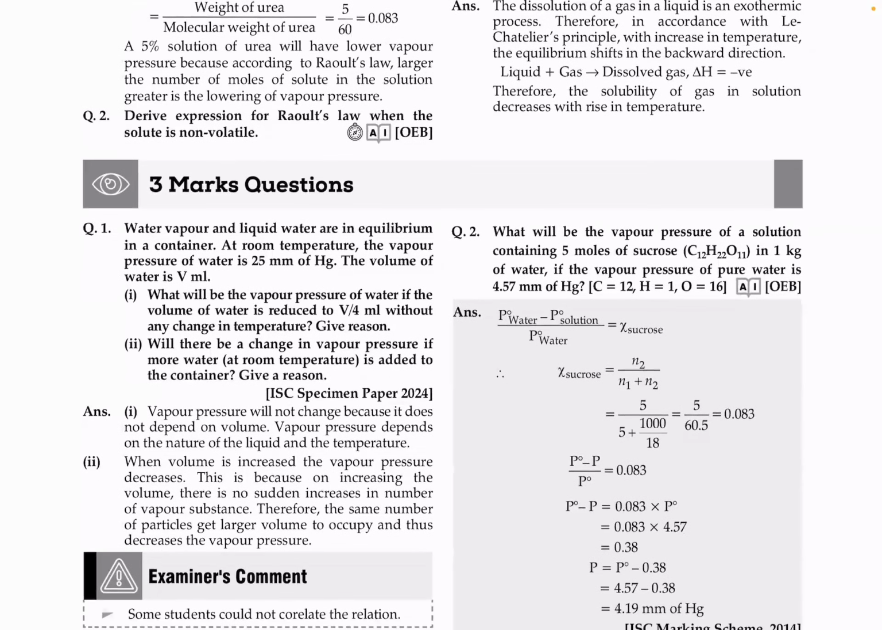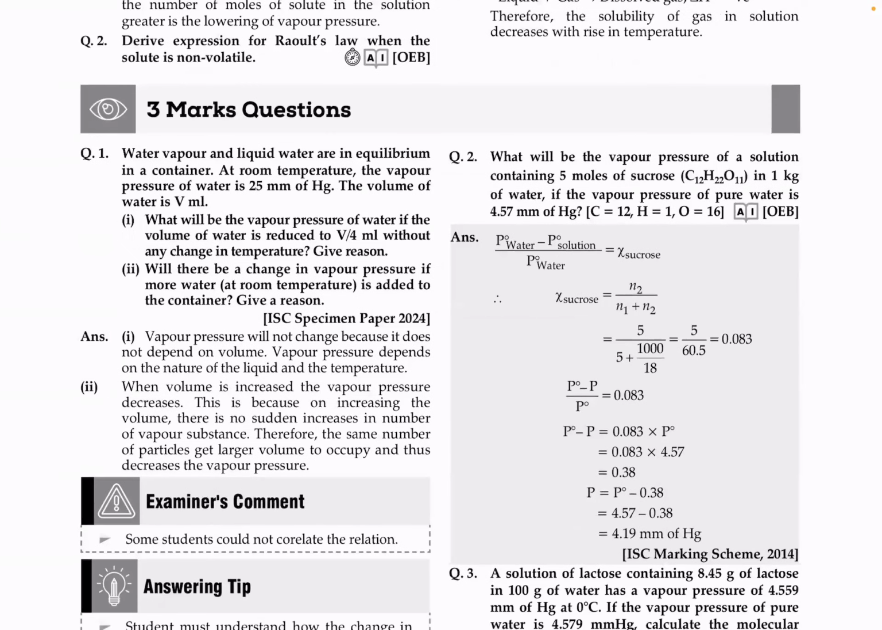What will be the vapor pressure of a solution containing 5 moles of sucrose, that is sugar, in 1 kg of water, if the vapor pressure of pure water is given? Vapor pressure of pure water is 4.57 mm. Okay, so let me solve this also.